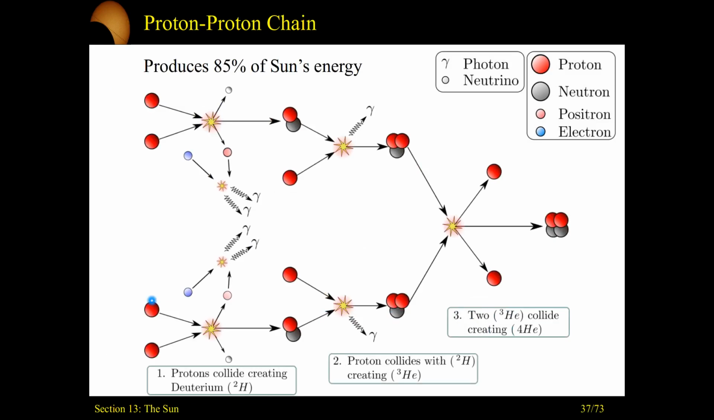Once again, step 1, energy gets released. Energy gets released as a neutrino and as a positron that will later annihilate with an electron, producing 2 photons. This one up here is the exact same chain, and we just need that secondary chain so that we have helium-3 for step 3.